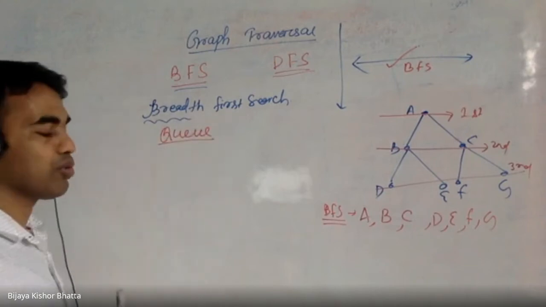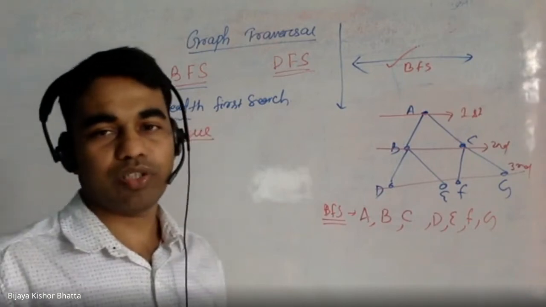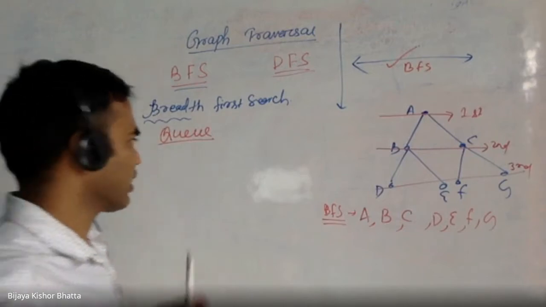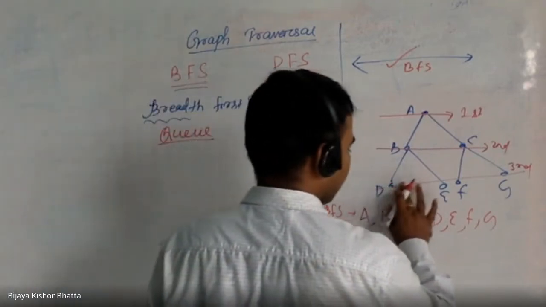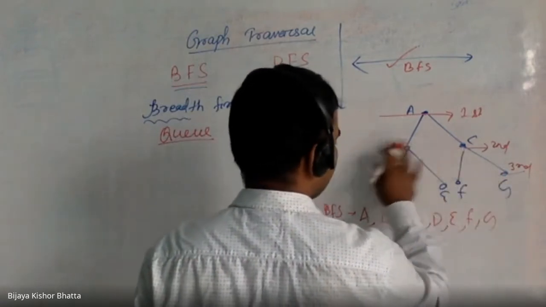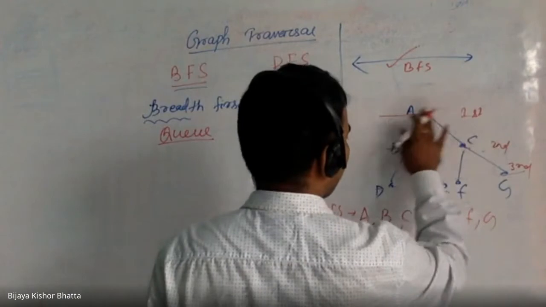So BFS uses what? Queue data structure. Now, how does the working principle work? Let's try to understand. Suppose this is my graph. So how will it work?